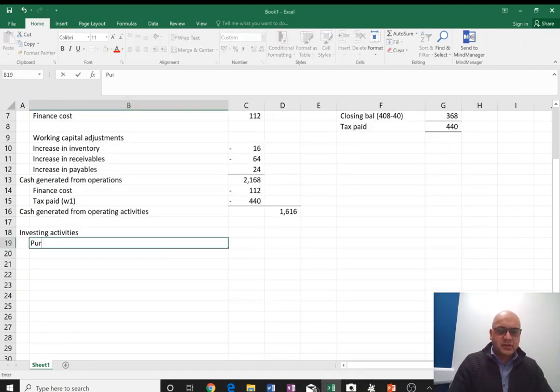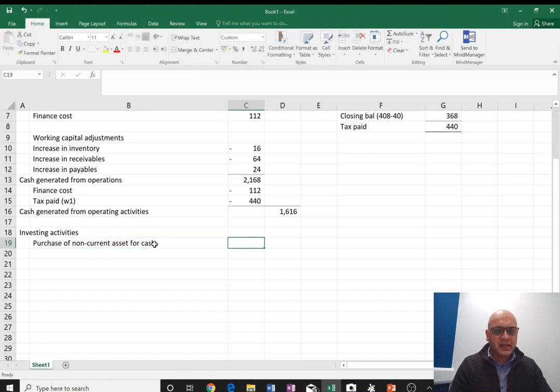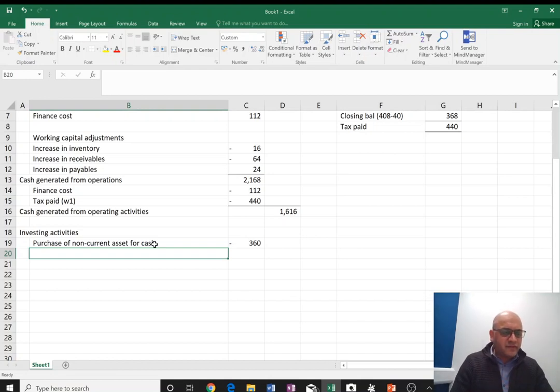So, purchase of non-current asset for cash. Okay, and let's put it in the middle column as 360 negative, because we are spending money. Then we also want to find out how much cash we generated. So let's say proceeds from sale of non-current assets.